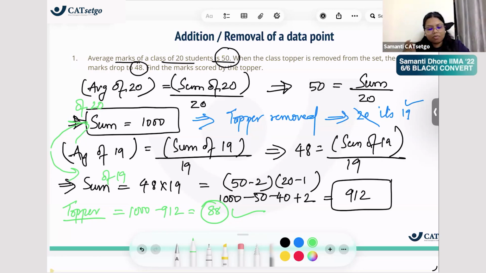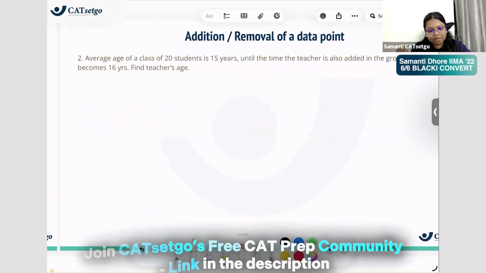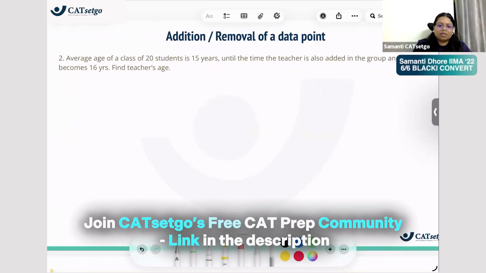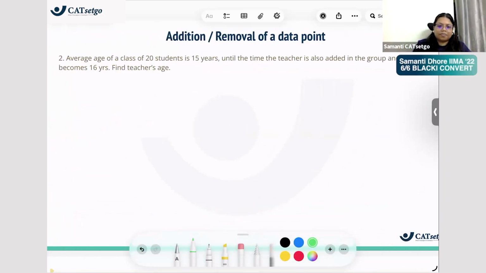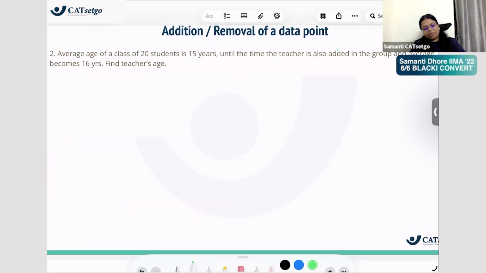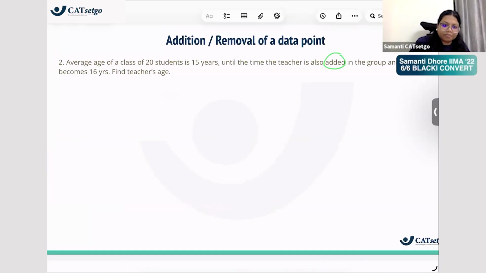Yes, good. So now we are going to solve the same additional question here, which is about adding. अभी तुमने remove किया था, अभी तुम किसी को add कर रहे हो. You're adding somebody in the.